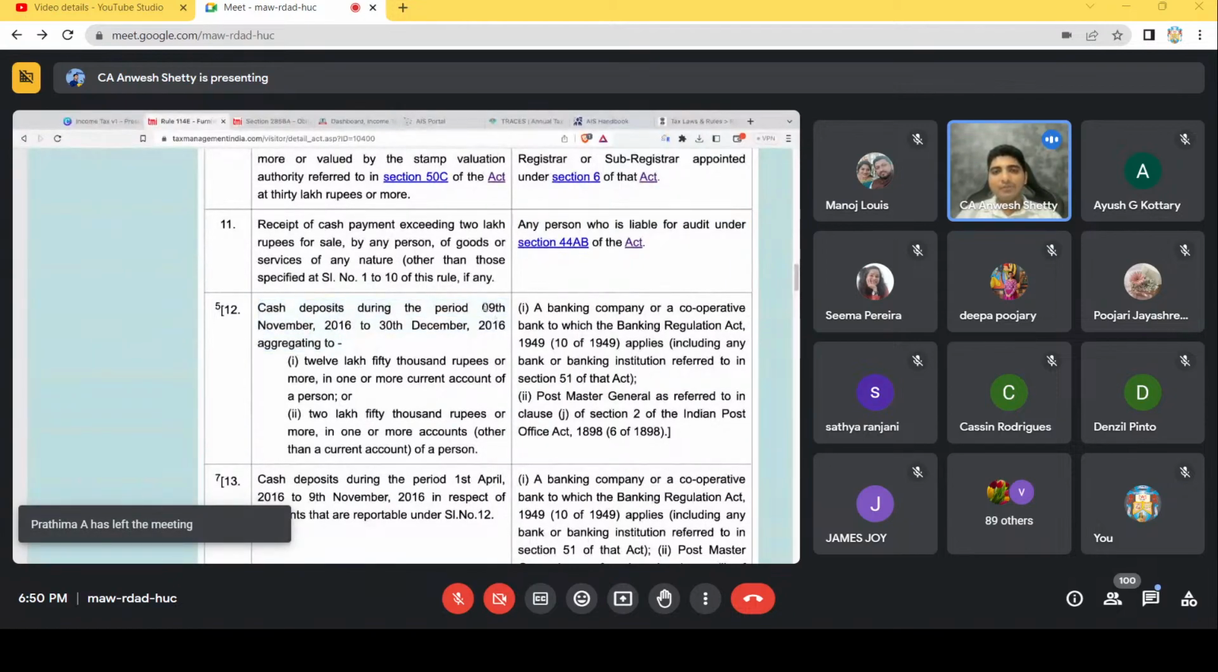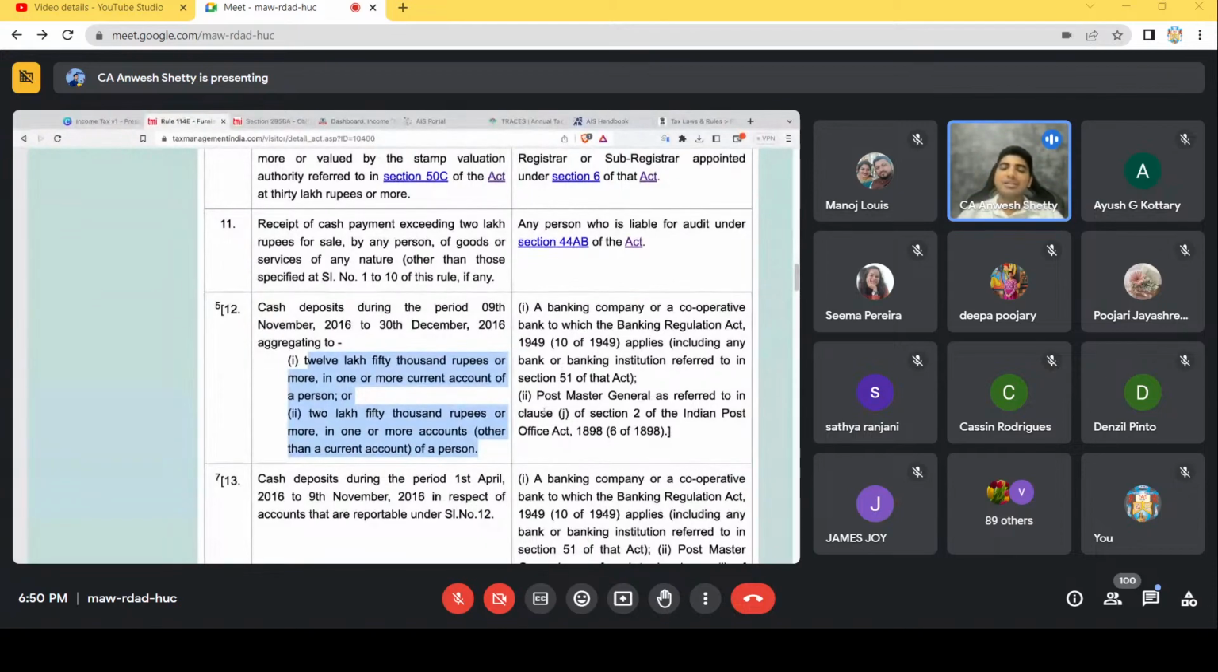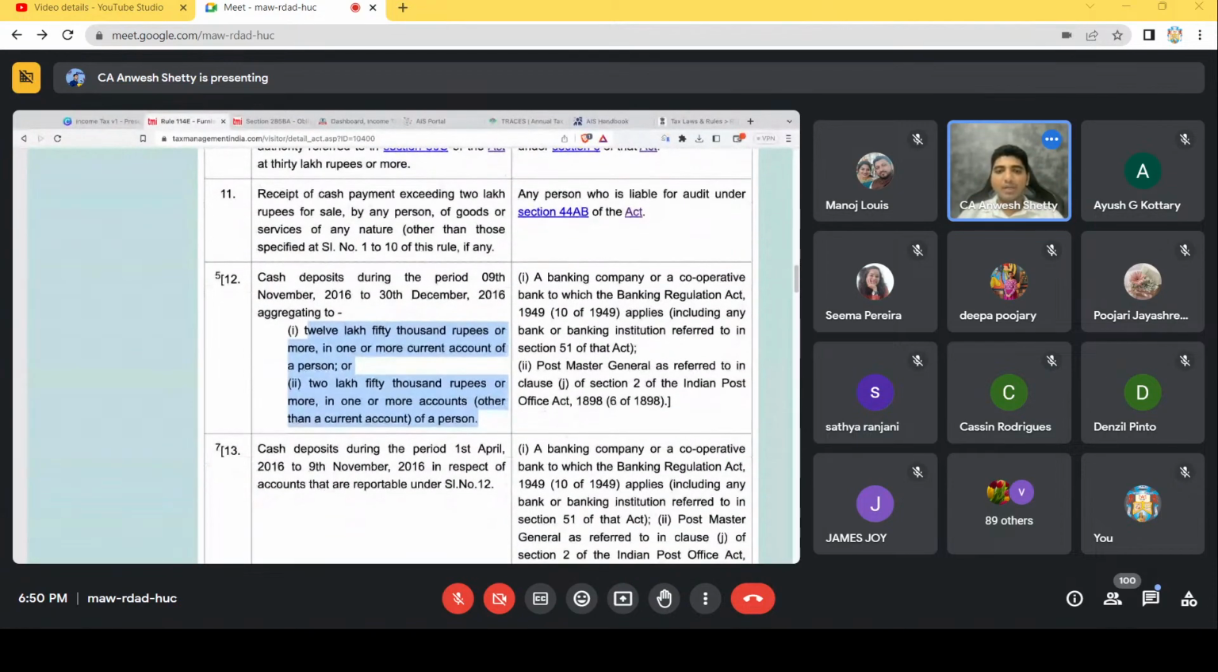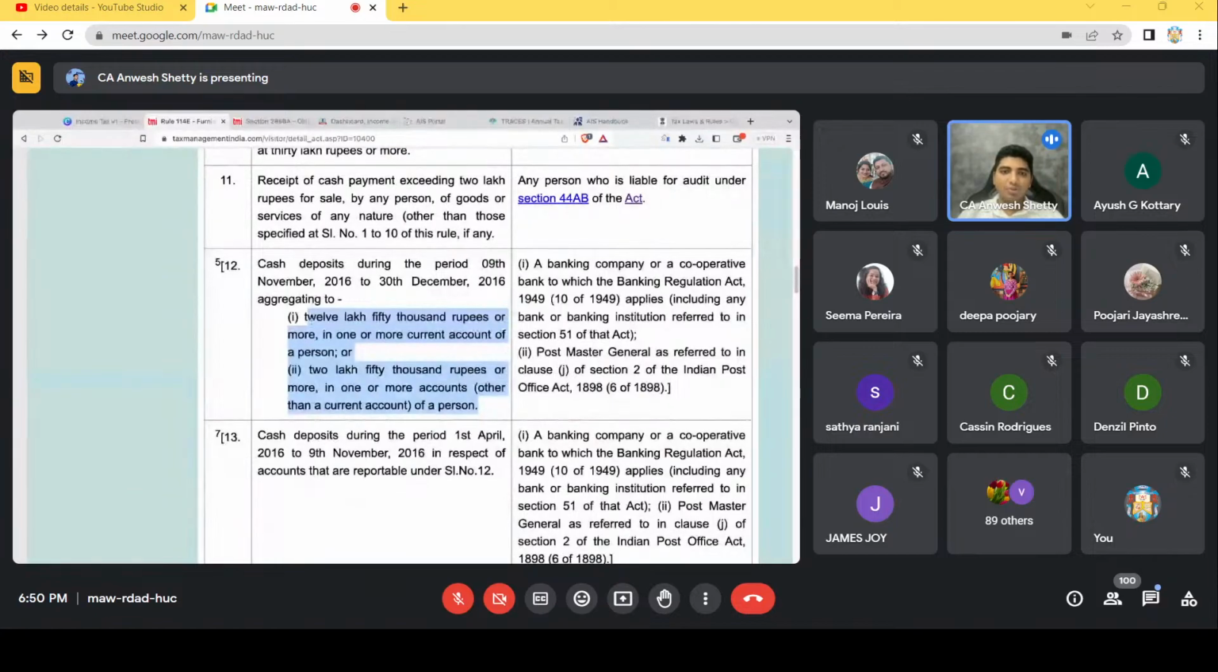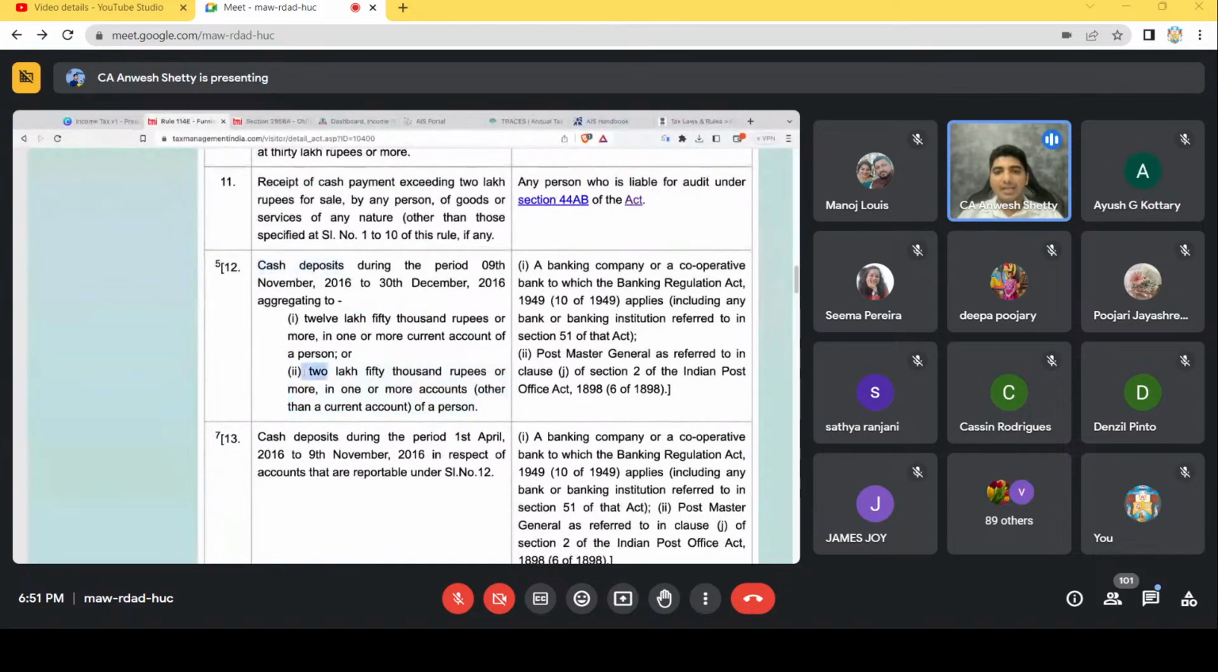So from the period of 9th April to 30th December, if you have deposited more than 12,50,000 rupees in your current account, or more than 2,50,000 rupees in your SB account, then the banking company as well as the postmaster has to report you. Okay. Then they're saying, okay, you qualify under this. Let us say you put 3 lakh rupees to your SB account. Okay. Cash deposit that you have made of 3 lakh rupees.